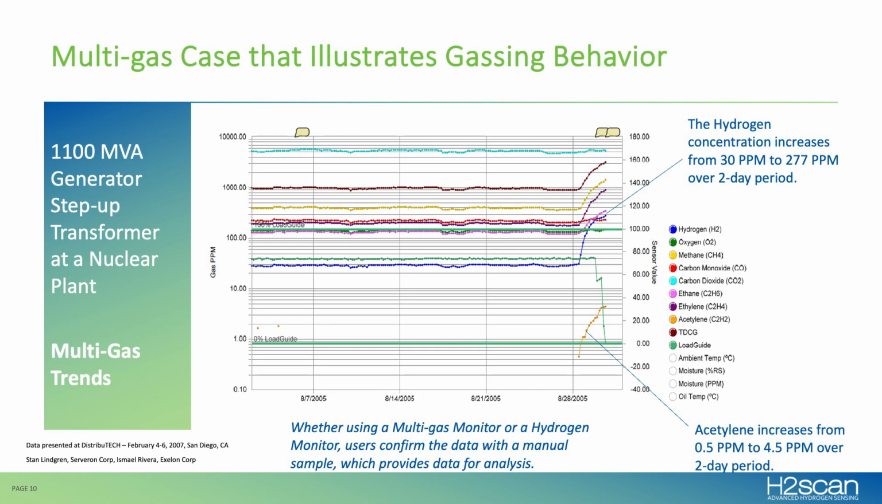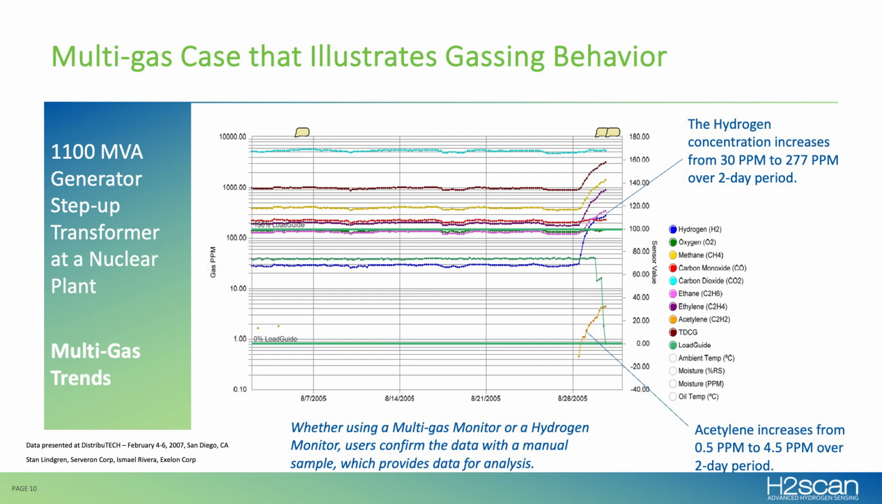Okay, so here we're going to go through an actual multi-gas case. This is a very large transformer, a 1100 MVA generator step-up transformer at a nuclear plant. In this case, this is about a month-long trend. This scale is a logarithmic scale, so we can see what's going on around 1 ppm as well as what's going on at 1,000 ppm.